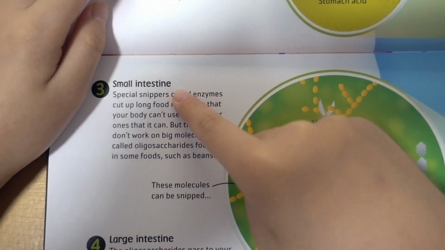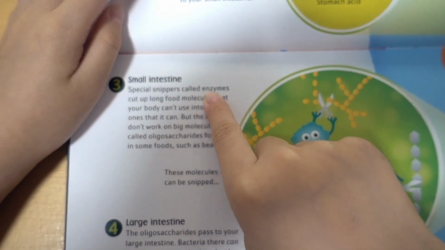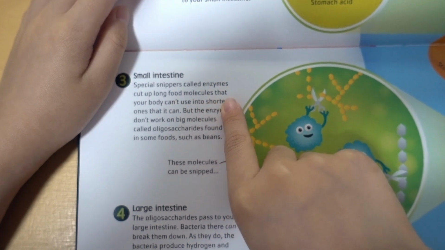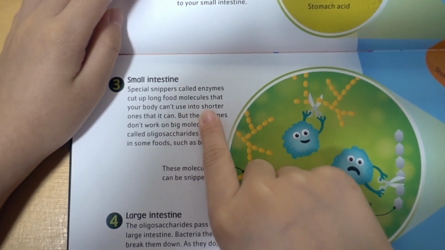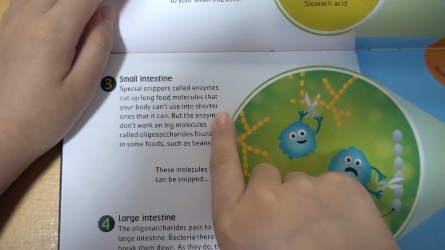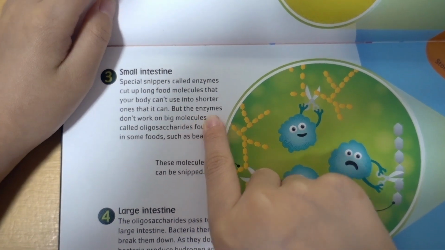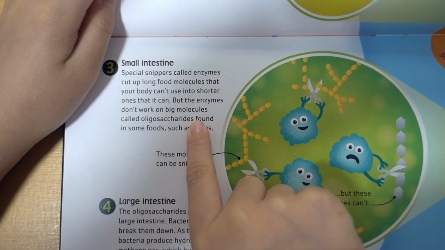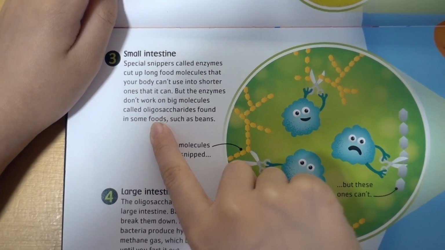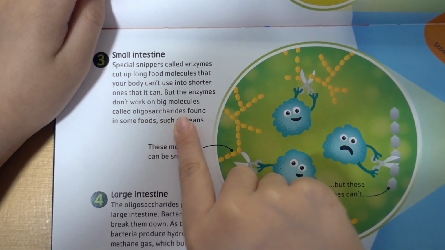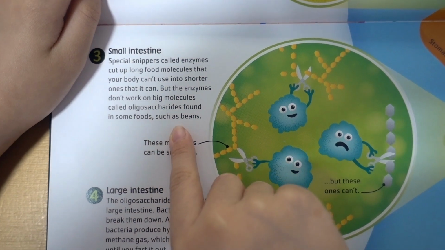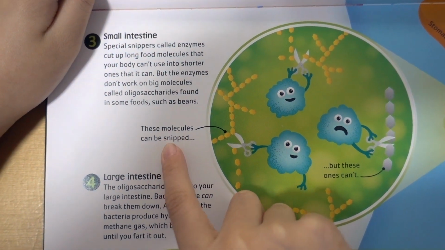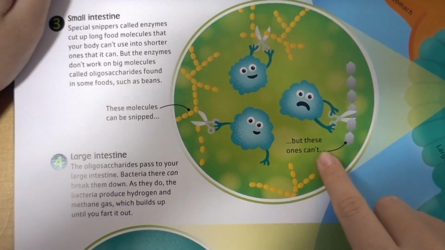Small intestine. Special snippers called enzymes cut up large food molecules that your body can't use into shorter ones that it can. But the enzymes don't work on big molecules called oligosaccharides found in some foods, such as beans. These molecules can be snipped, but these ones can't.